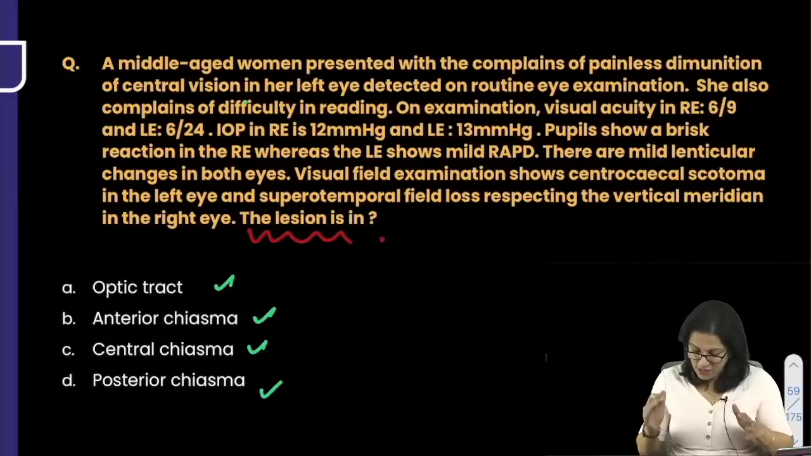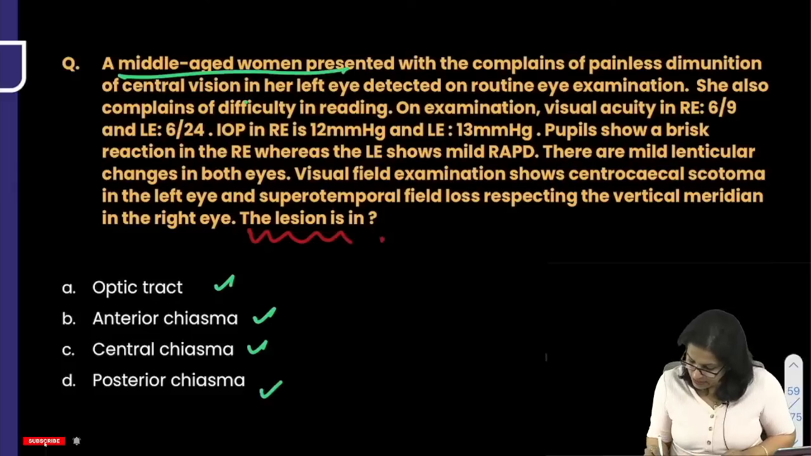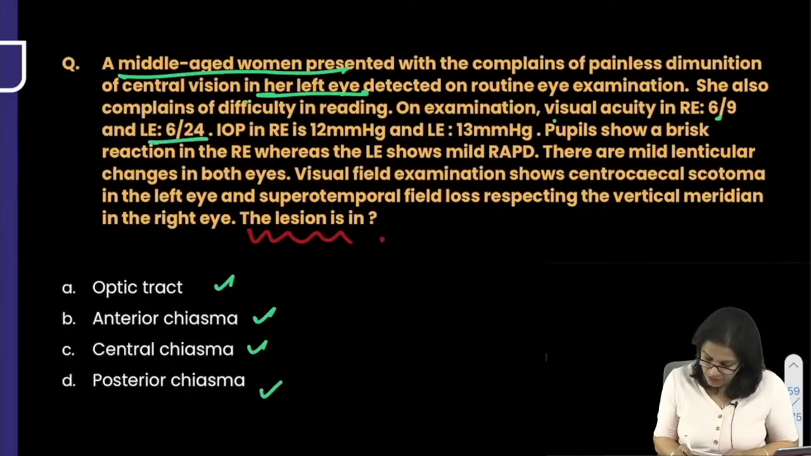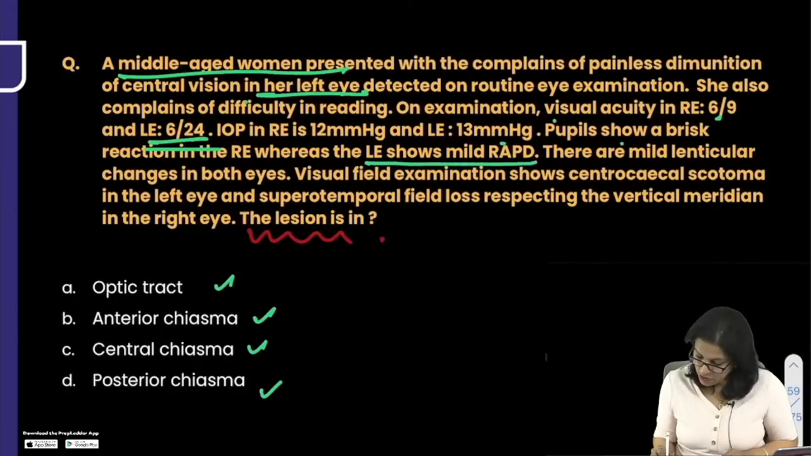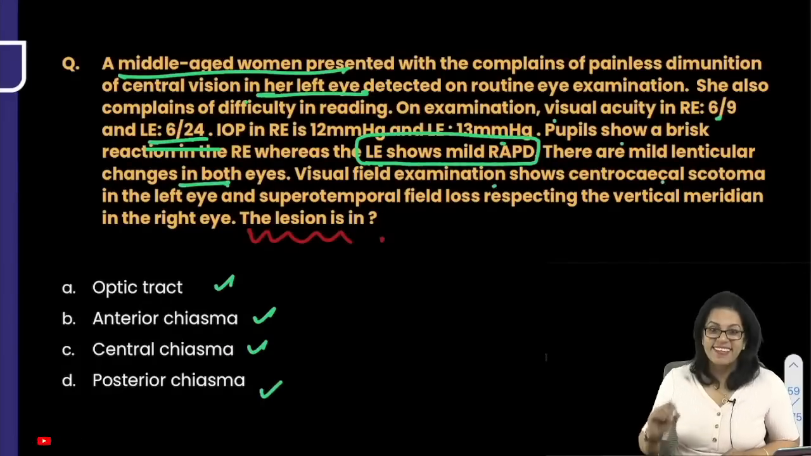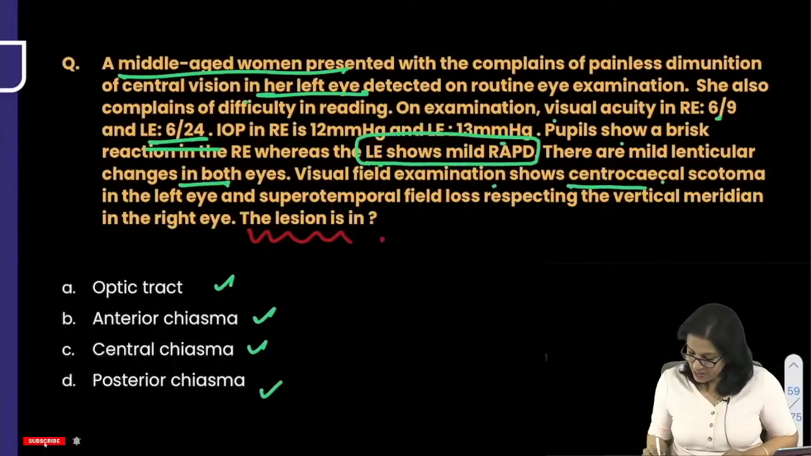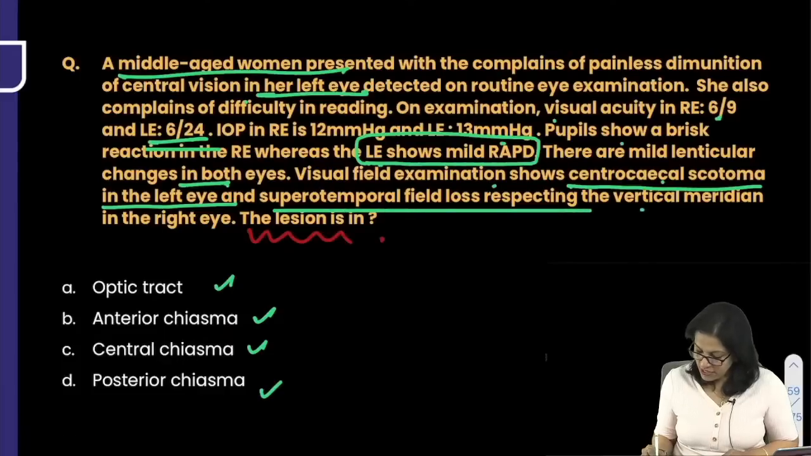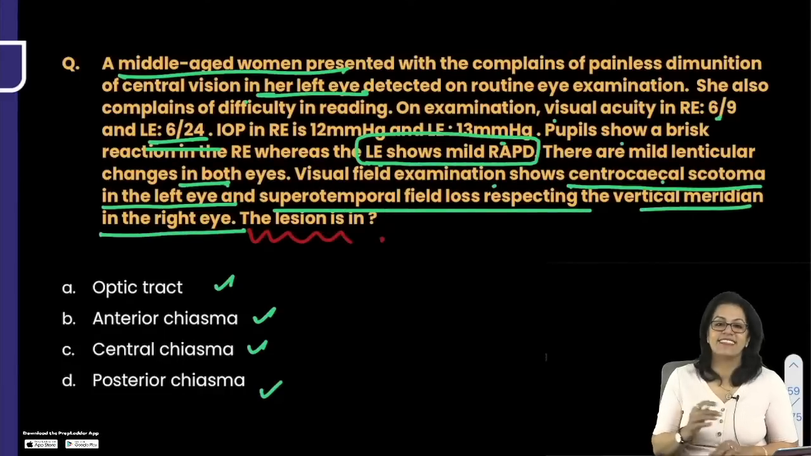So just imagine, you already start getting lost, right? But try to focus. Middle-aged woman, visual acuity in the right eye is 6/9, but the main problem is in her left eye where visual acuity is 6/24. IOP is normal, we will skip this. Pupils show brisk reaction in the right eye whereas the left eye shows mild RAPD. There are mild lenticular changes, which are not important right now. Visual field examination shows, now pay attention, centrocecal scotoma in the left eye, superotemporal field loss respecting the vertical meridian in the right eye.